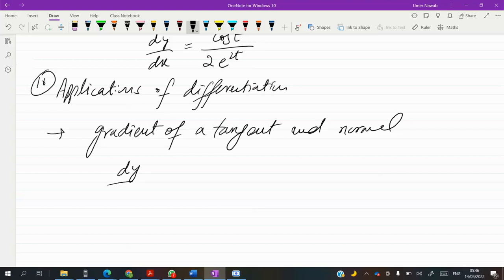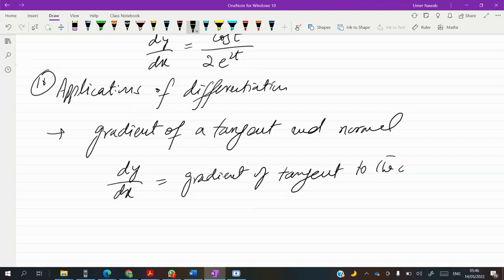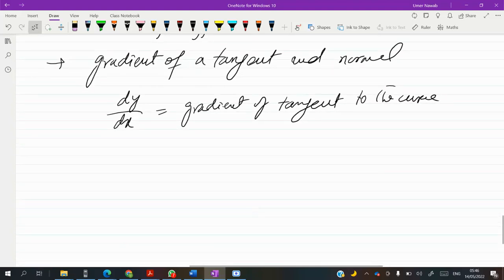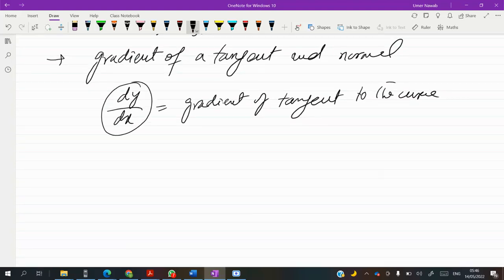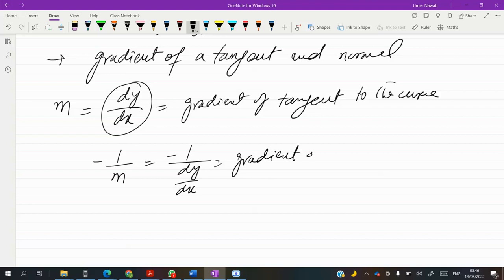Boys, dy by dx, which you find, is the gradient of a tangent. Sometimes the examiner asks you to find the equation of a tangent to the curve. So you have to find dy by dx. This is m, and minus 1 over m, or minus 1 over dy by dx, is called the gradient of the normal to the curve.